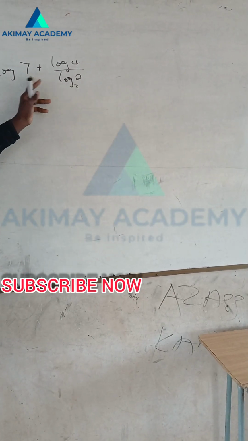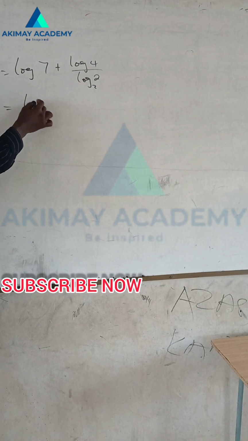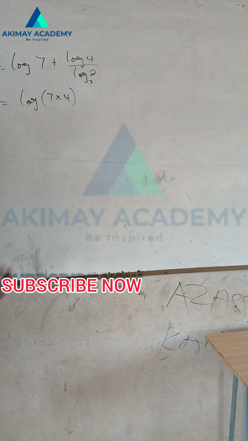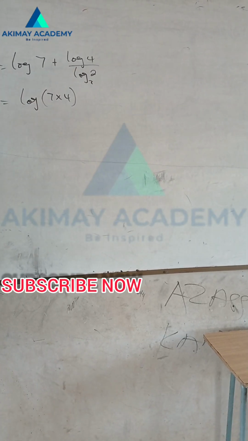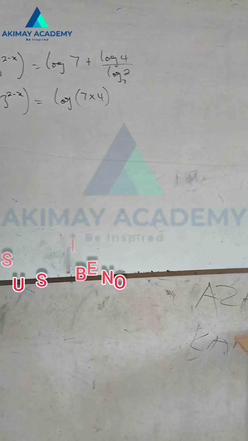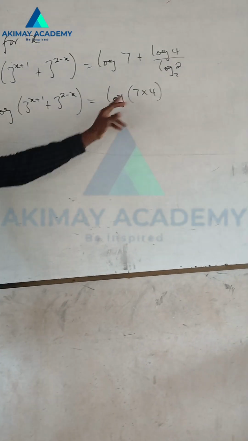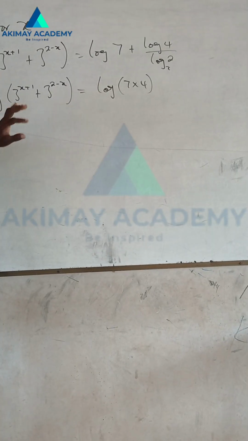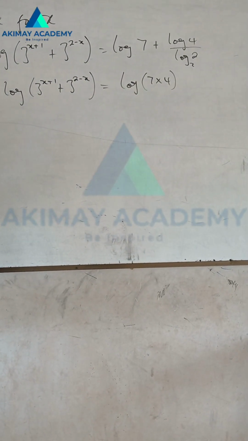And here the law of logarithms comes in, and therefore it's going to give us log 7 times 4. So when they are adding, you take one of the log and multiply the values. At this point, this is going to give us log 28. So at this point, what we do over here is we take antilog of both sides.